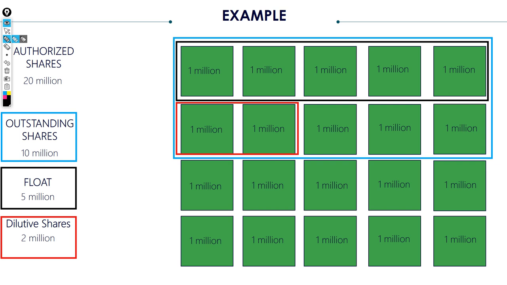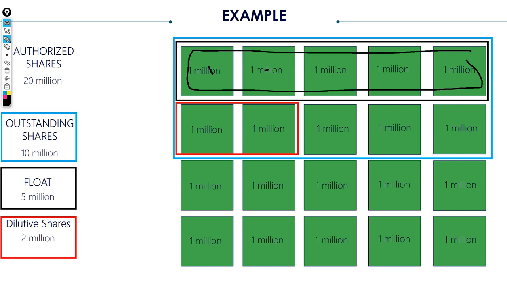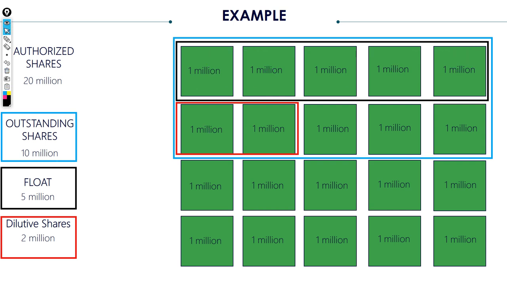Now the outstanding shares is 10, so we have 1, 2, 3, 4, 5, 6, 7, 8, 9, 10 million shares outstanding. The float, what's available to us, is 5 million shares. 1, 2, 3, 4, 5. And the dilutive shares here are 2 million, to give you an idea. 1, 2.